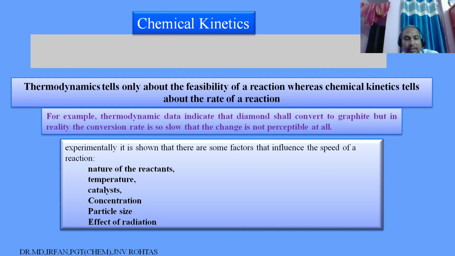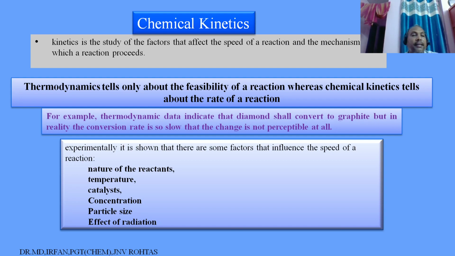Experimentally it is shown that there are some factors that influence the speed of a chemical reaction. In class nine, you might have learned about some factors which influence the rate of evaporation. Here we will study the factors which affect the rate of a reaction. For example, these factors are nature of the reactants, temperature, catalyst, concentration, particle size, and effect of radiation. These factors will be dealt with elsewhere.